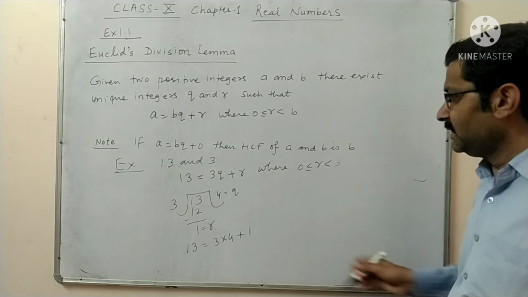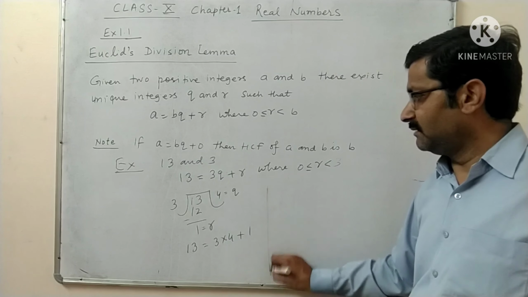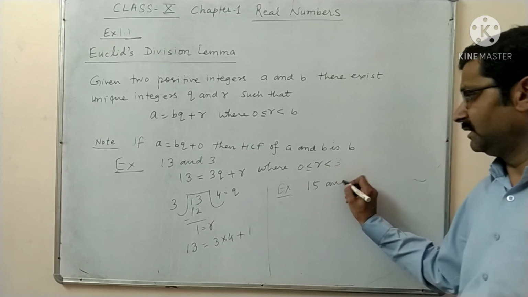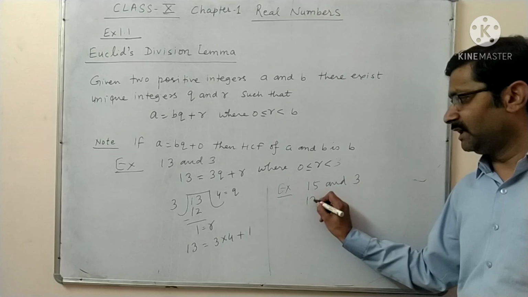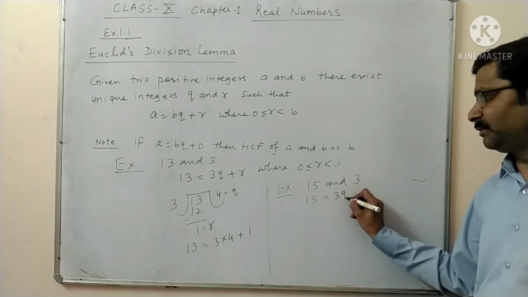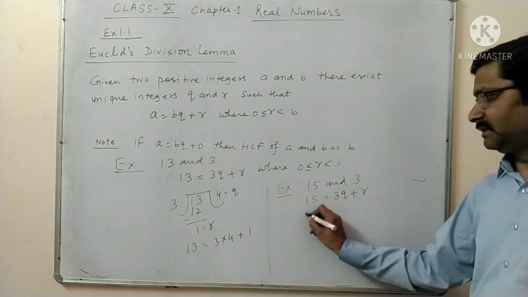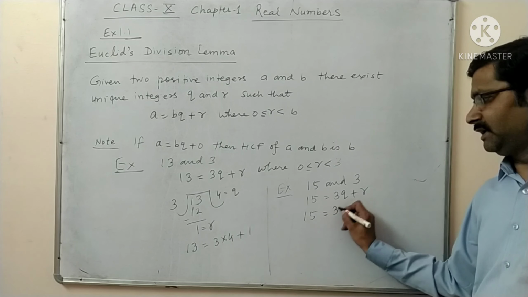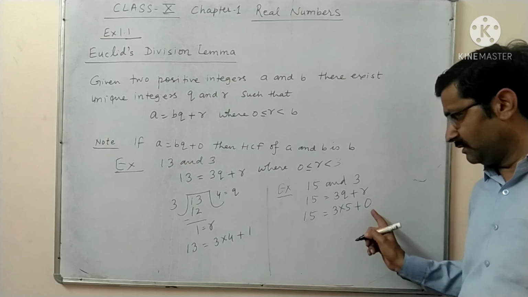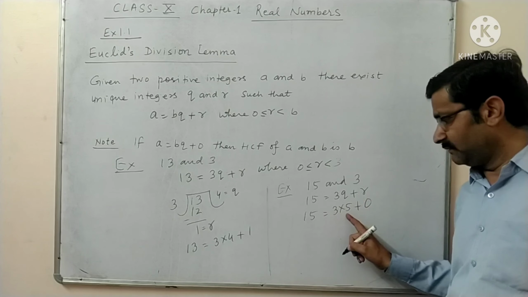So look here, if I take the second example, with the numbers 15 and 3, then we can write 15 = 3q + r. And 15 equals 3 into 5, so 3 into 5 is 15, and r is 0, the remainder is 0, and the quotient q is 5.